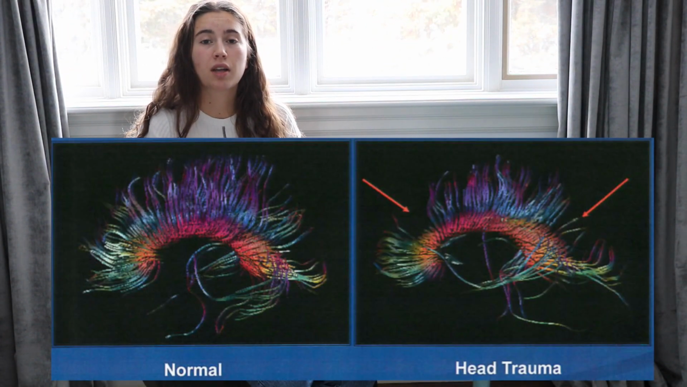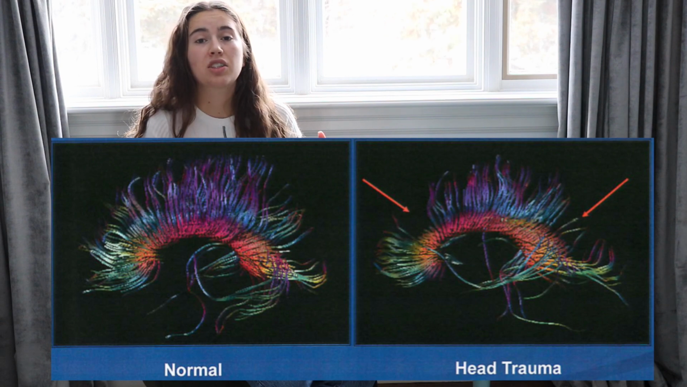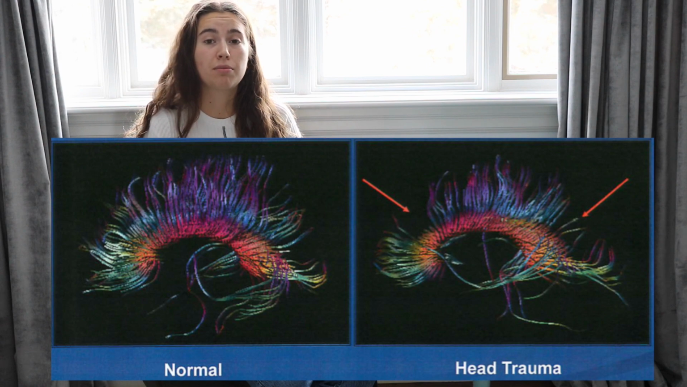On top of that, the mean diffusivity is also higher, which means overall there's just more water diffusing throughout the brain. So it's less organized and more water is diffusing, and this suggests that there has been an altered microstructure within the brain, and also that there's degeneration and demyelination of axons.